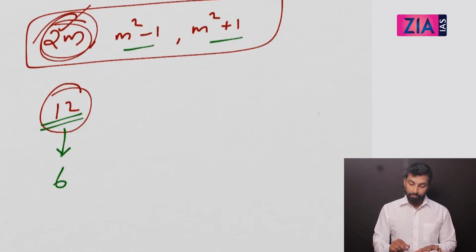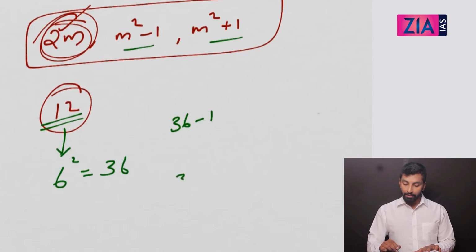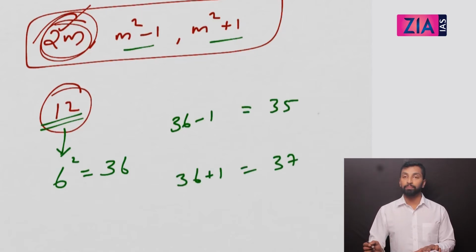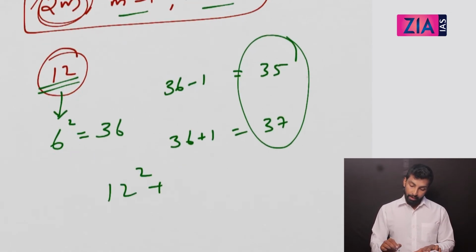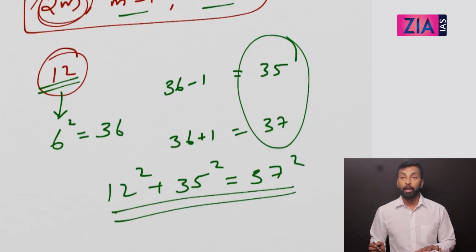Then m square, what you need to find out? 36. Then 36 minus 1 and 36 plus 1. So this is 35 and this is 37. So what is the Pythagoras triplet? 12 square plus 35 square is equal to 37 square. I hope this is clear for all of you. In any right angle triangle, if one side is given, whether it is odd or even, you can find the other two sides without knowing any single angle.